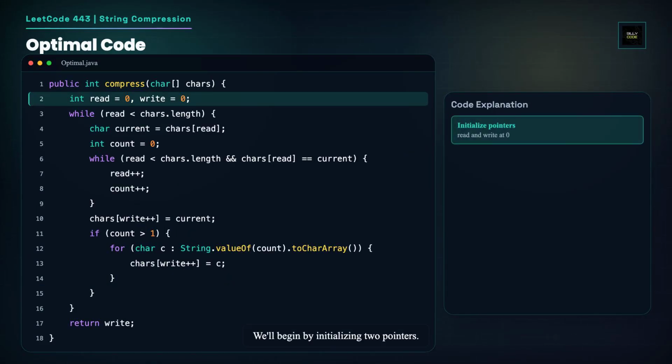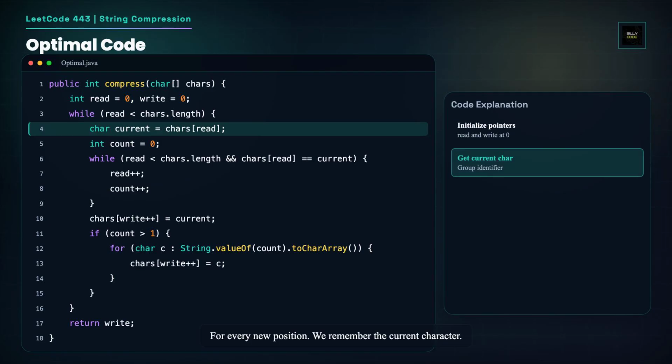We'll begin by initializing 2 pointers. The first pointer is read. The second pointer is write. Initially, both start at the beginning of the array. Now we enter a loop. The read pointer will keep moving until it reaches the end of the array.